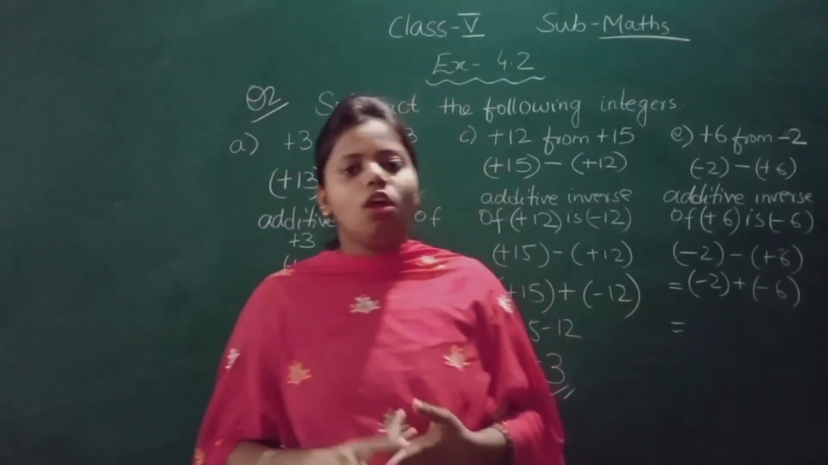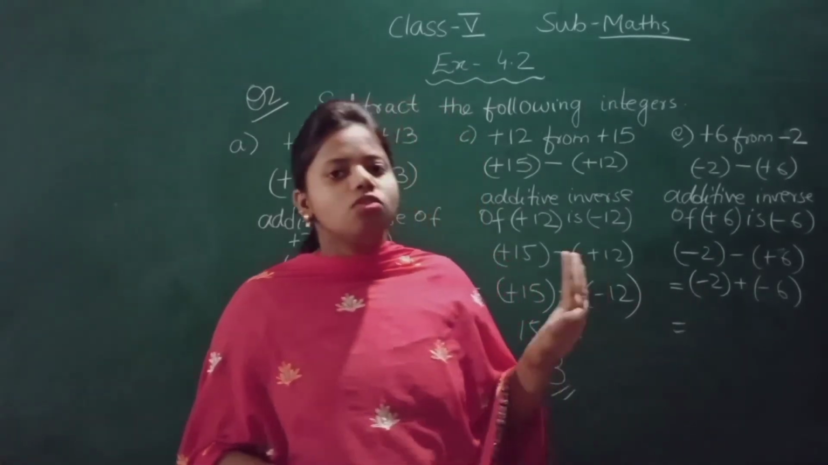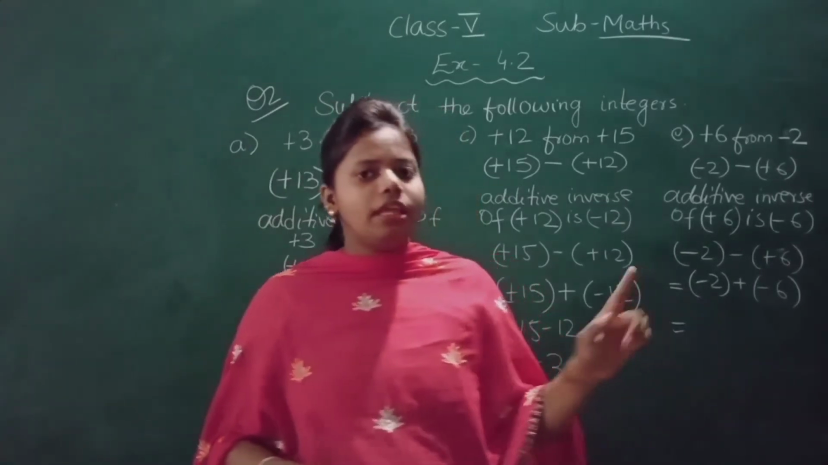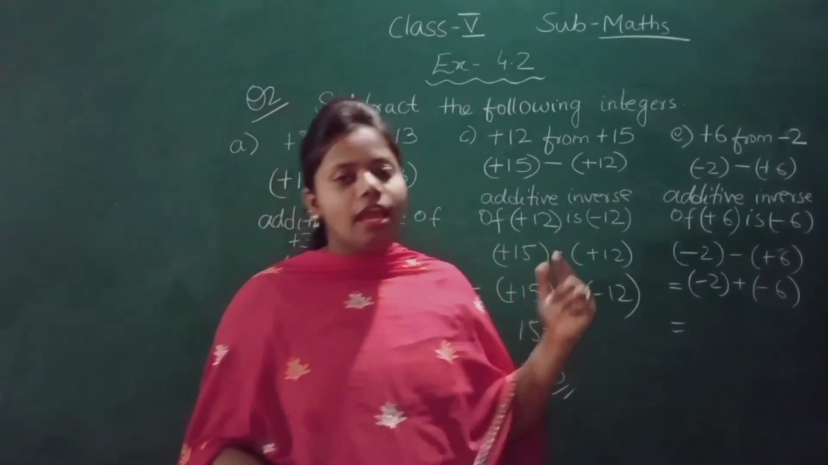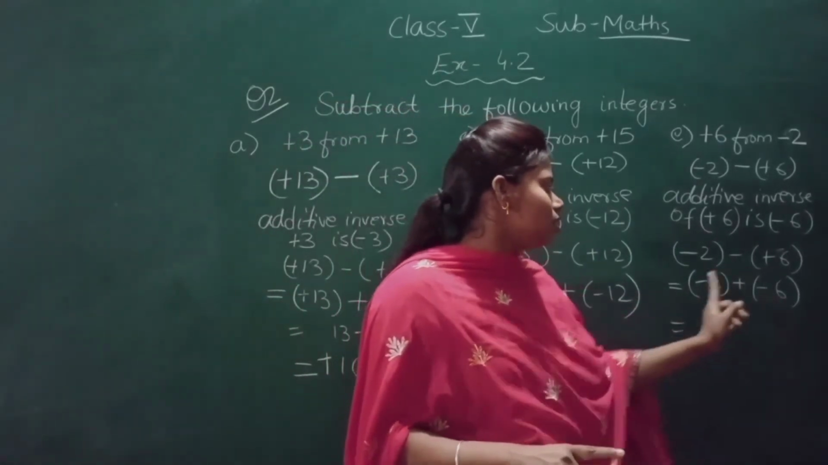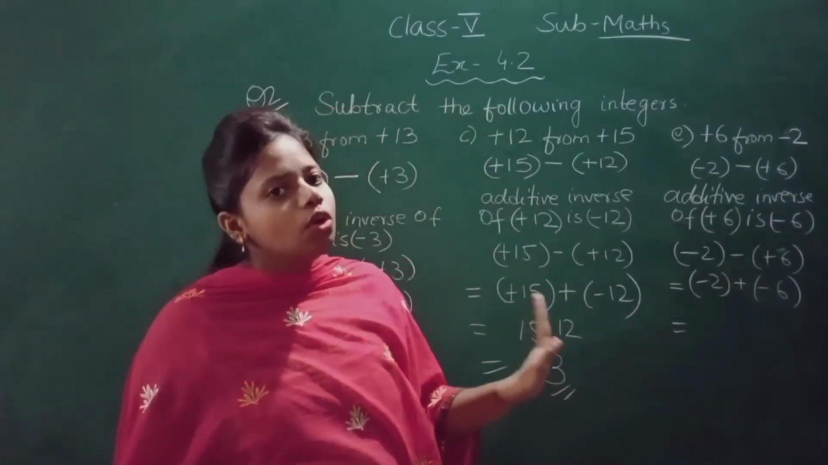I have told you, when the integers have the same sign, what do you have to do? This one is minus minus. So you have to add, and which sign will you put? Minus. When they have the same sign, you add, and the minus sign will be there. So add means 2 and 6. This is minus 2, this is minus 6. So minus 2 minus 6 is what? We have to add.